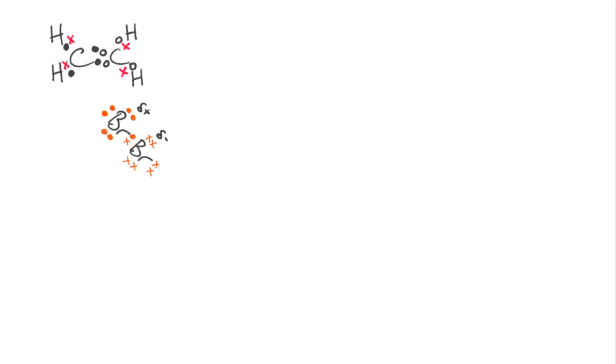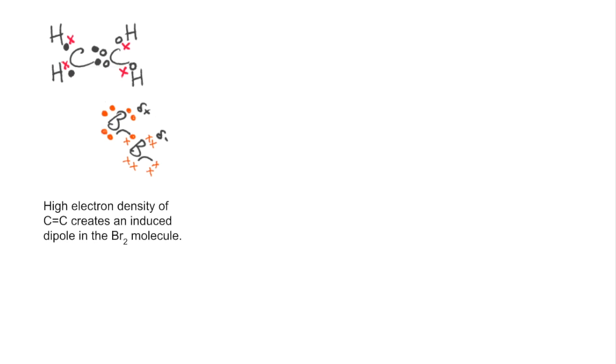Quick revision video on electrophilic addition. So we're going to use the example of ethene with bromine. You can see I've drawn up a dot and cross diagram there so we can focus on the electrons and what's happening with them.